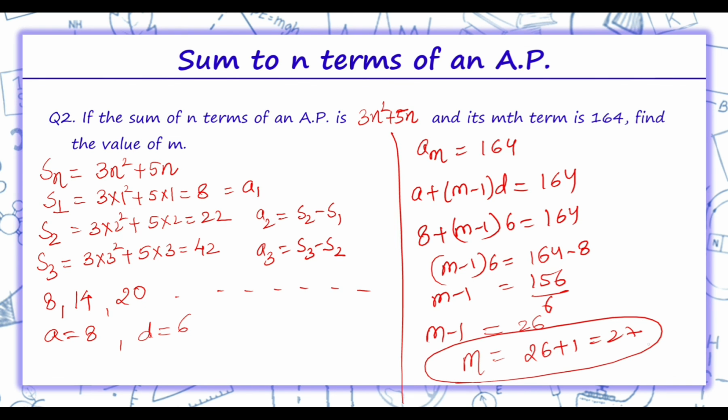So the value of m is 27. So in today's video, we studied how to select terms, whether it is given 3 terms, 4 terms, 5 terms, and how to calculate the sum of n terms of an AP.